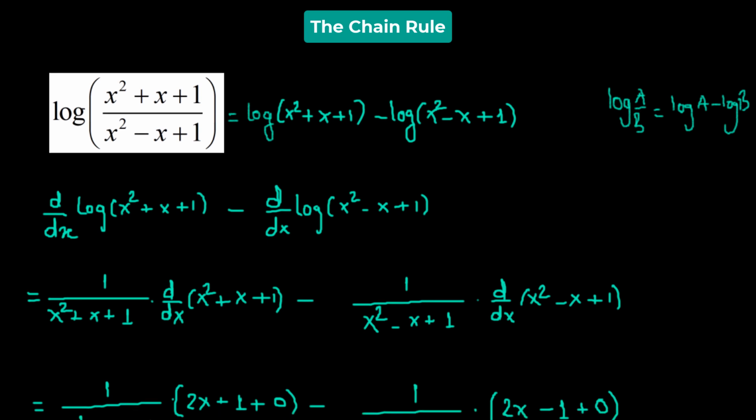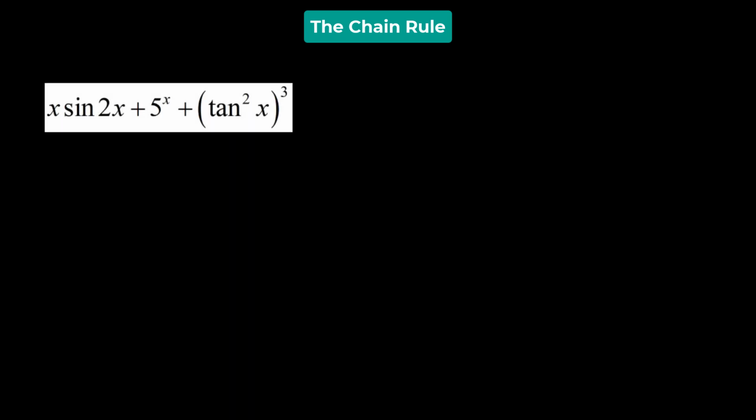Now let's move on to the next question. So here we have the function x times sine 2x plus 5 raised to the power of x plus 10 squared x whole cube. So let's try to find the derivative of this particular function with respect to x. What we're going to do is first apply the derivative to each of the terms. So we have the derivative of x sine 2x with respect to x.